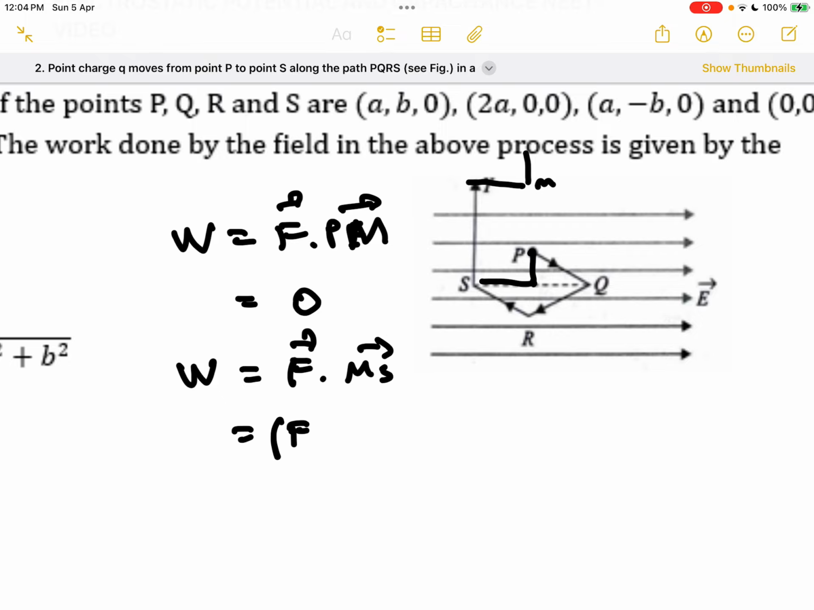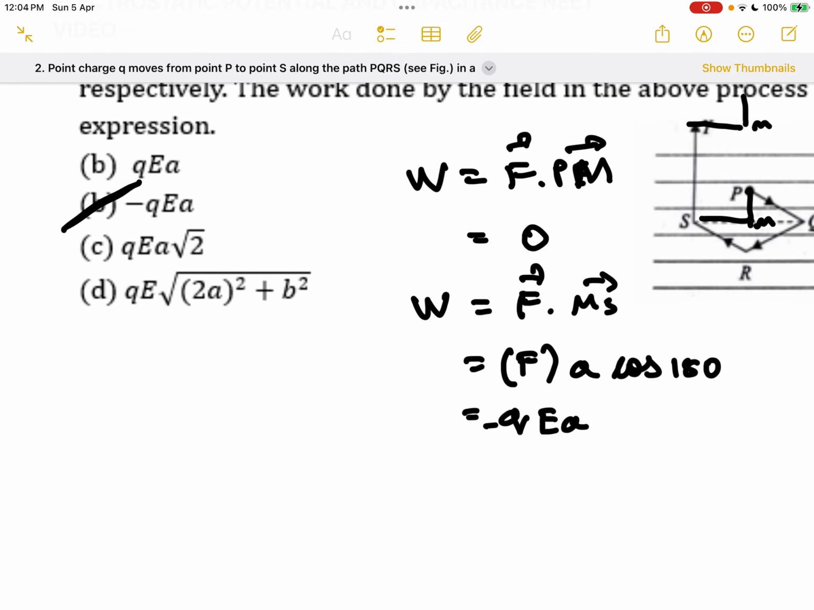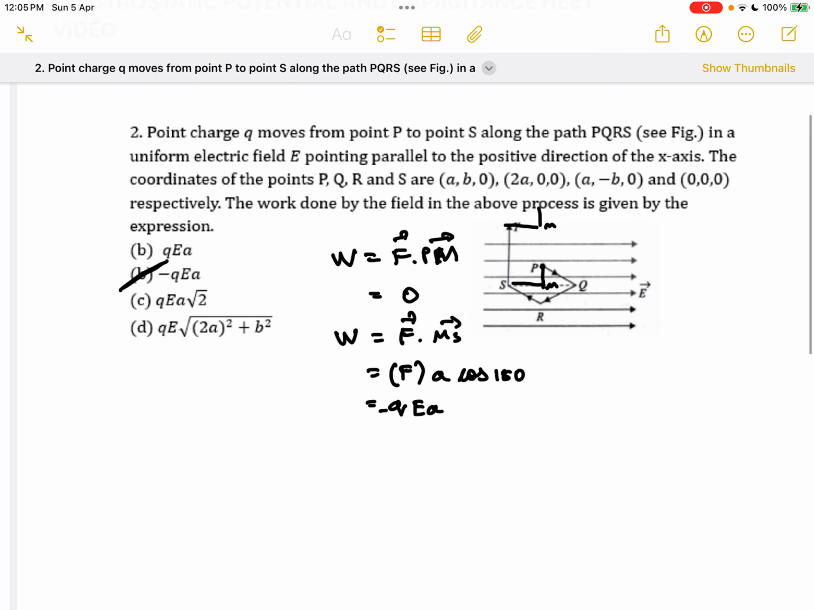So F into MS essentially is A. If you look at it, the distance between them is A. Because Q is 2A and S is 0, M is going to be A. Force is F, displacement is A, and cos of the angle between them is cos 180. So what you are going to get is Q into E into A, and cos 180 is minus 1. So minus QEA is the answer you will get. Minus QEA is option B. That's how you would solve the question.